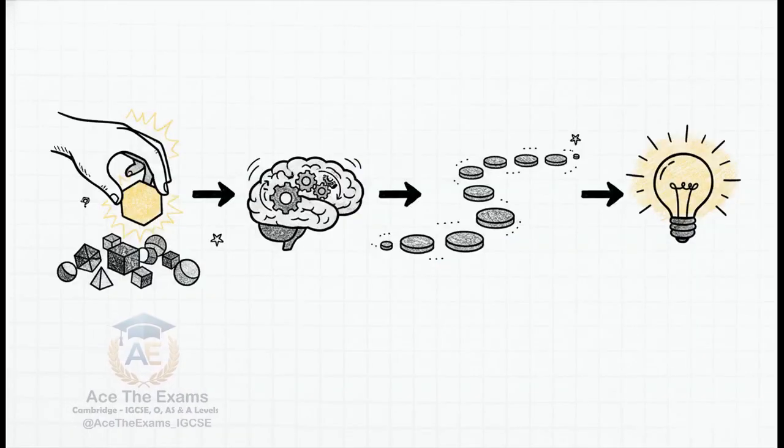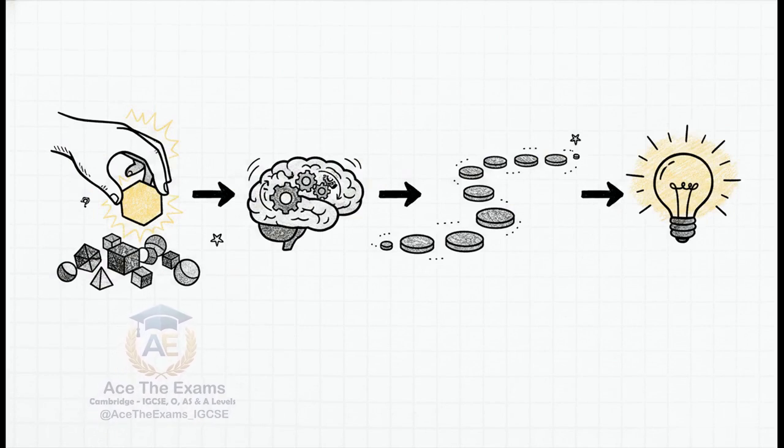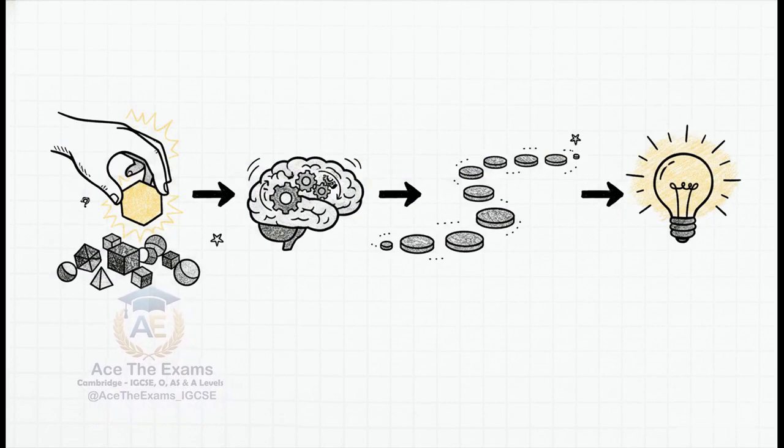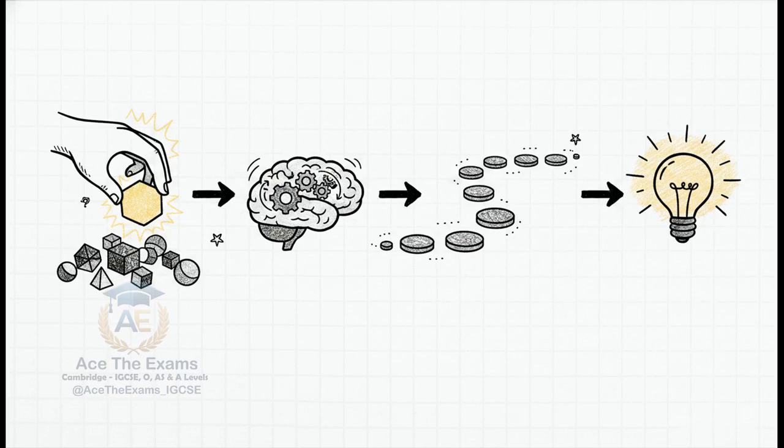This is your ultimate combo string right here. Extract, interpret, sequence, solve. Let's call it EISS. When the exam pressure hits and the timer is flashing red, you need this muscle memory to process information instantly.